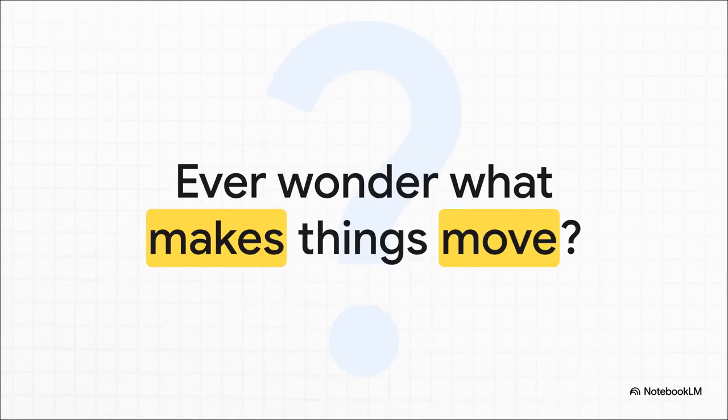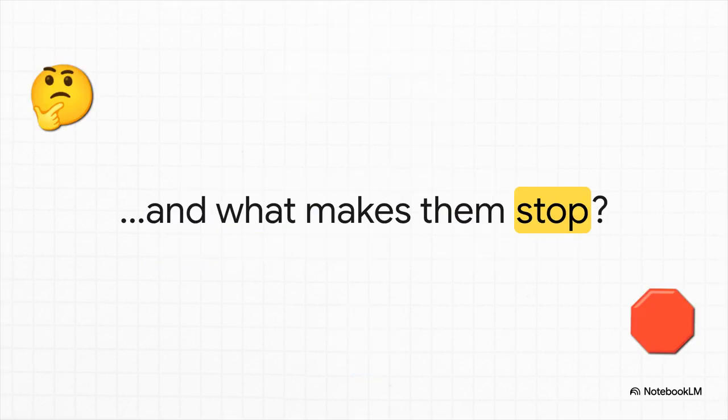I mean, really think about it for a second. What actually makes things go? You see a car start moving, a ball fly through the air, a leaf flutter down from a tree. None of them just decide to move. So what's the secret command that sets it all off? And, on the flip side, what makes them stop? The car hits the brakes, someone catches the ball, the leaf finally lands.